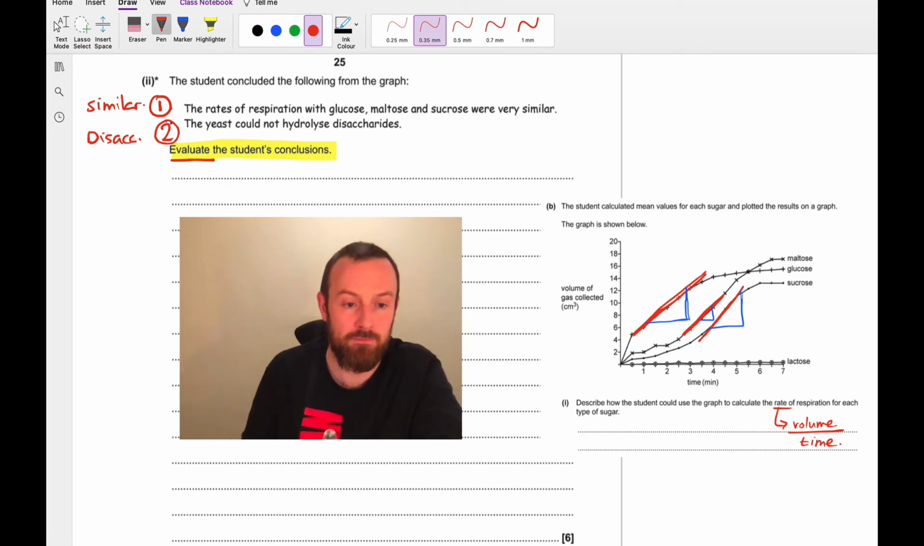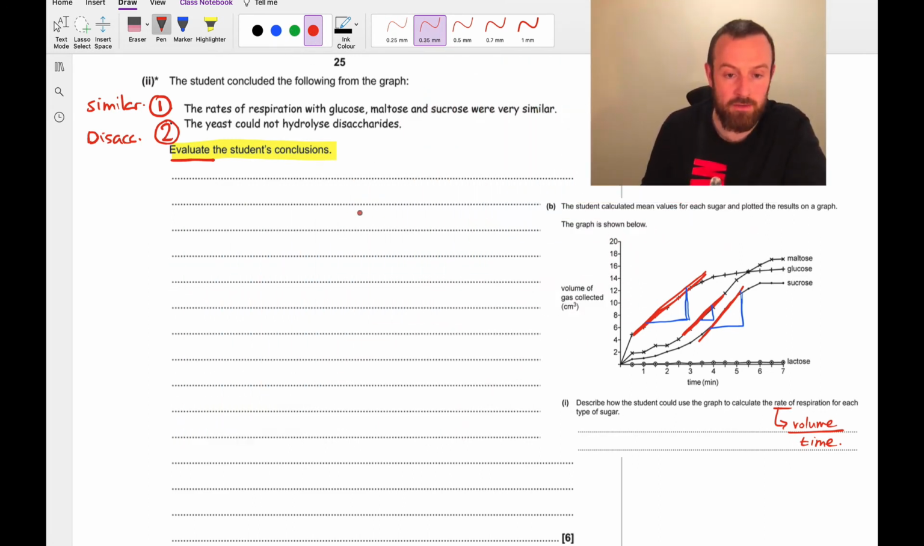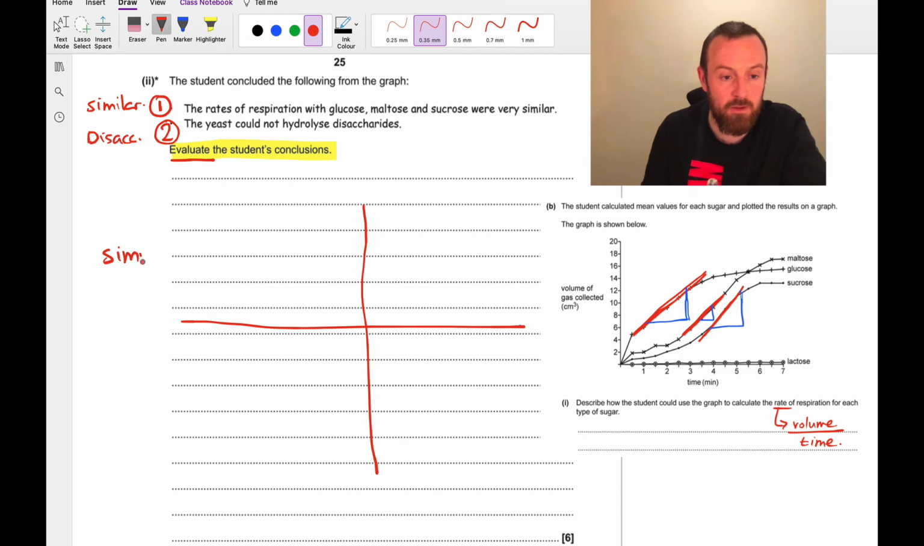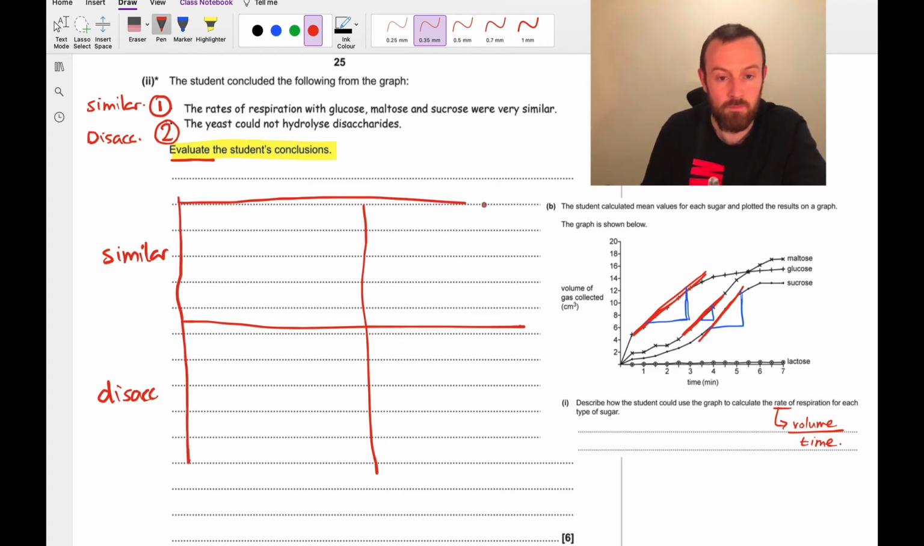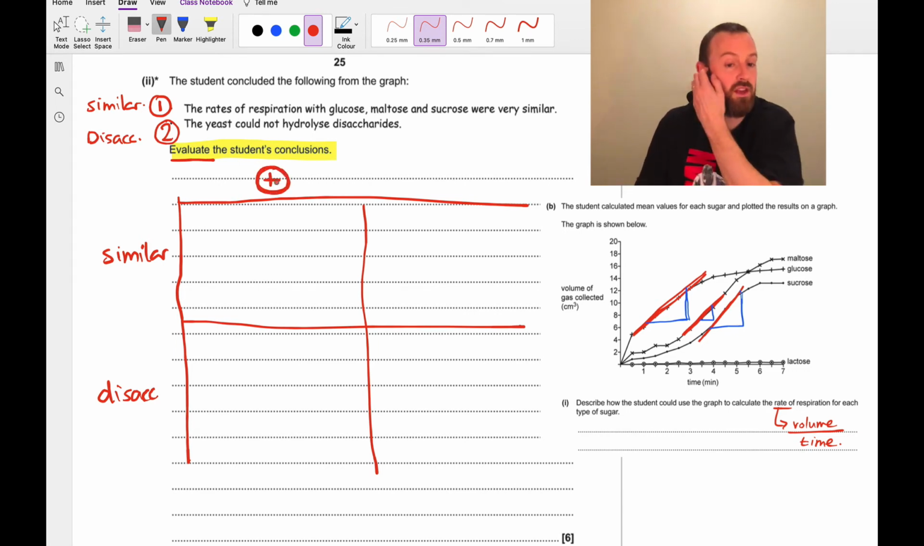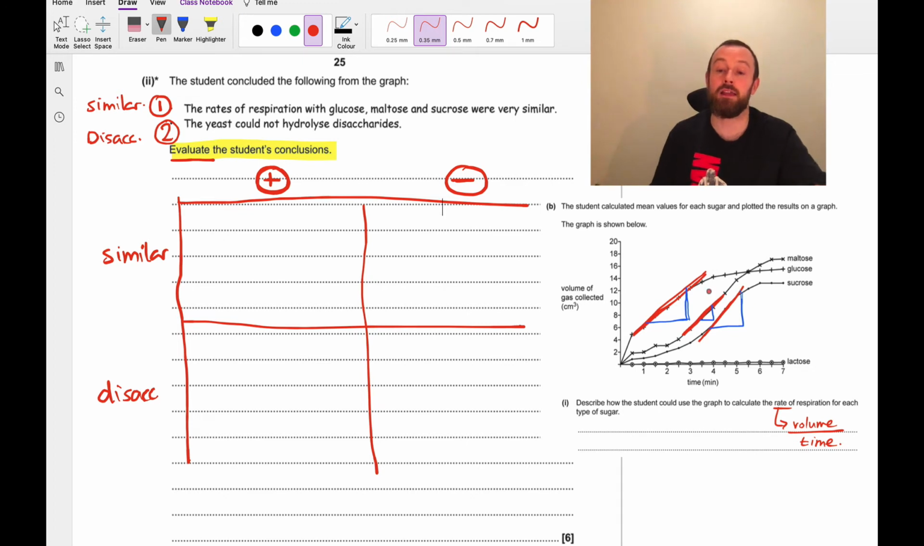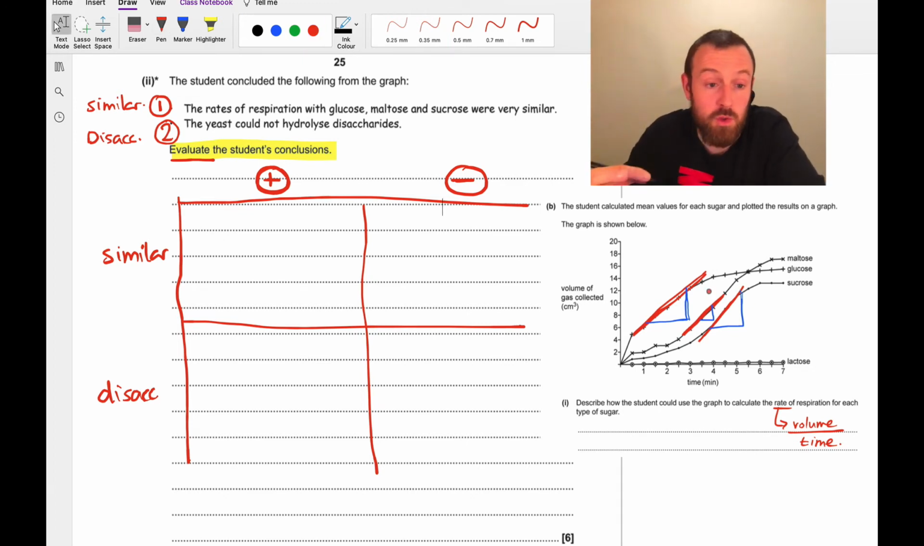So here's what I want you to always do when you're planning it. You need to lay out a grid, okay? So draw a grid. Like so. We've got conclusion 1, the fact that they're similar. And we've got conclusion 2, the fact that disaccharides aren't hydrolyzed, they say. And then we need to talk about things that support the student's conclusion, positive things, pro-conclusion, and things that are against the student conclusion, negative things. Now here's the image, so we can refer to it more easily.